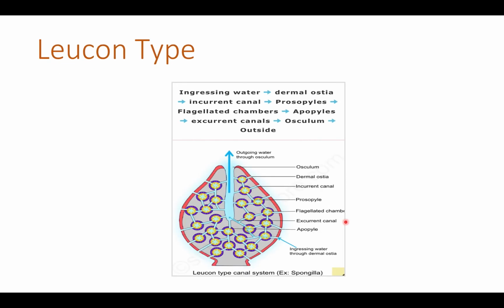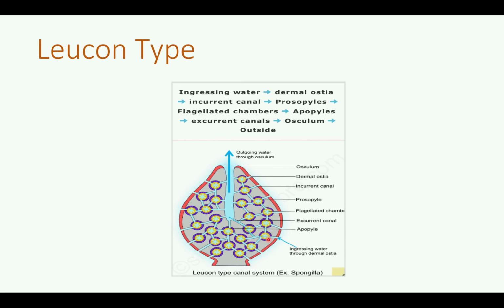Here I'll explain. Here you can see there are dermal ostia. So ingressing water, that is water from outside, moves into the body through the dermal ostia and it moves into the incurrent canal. Then it moves into the flagellated chambers. But from the incurrent canal, water moves into the flagellated chamber through prosopiles. So these are prosopiles.